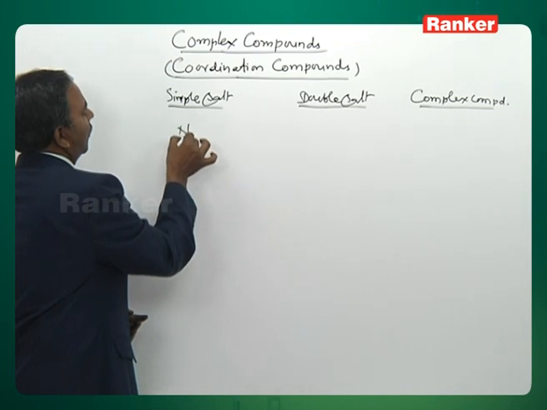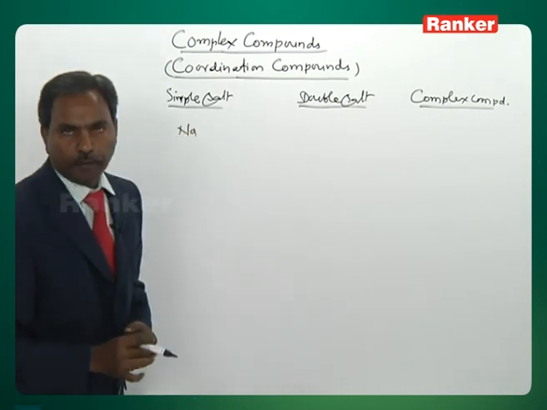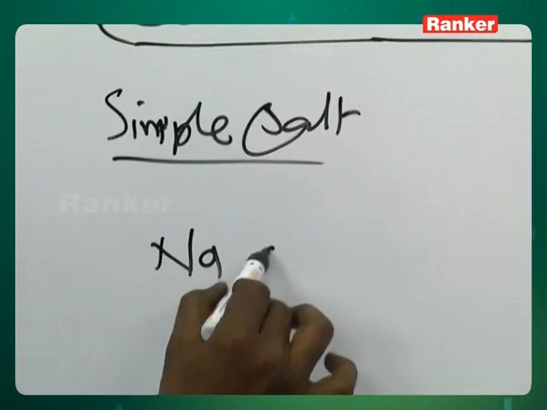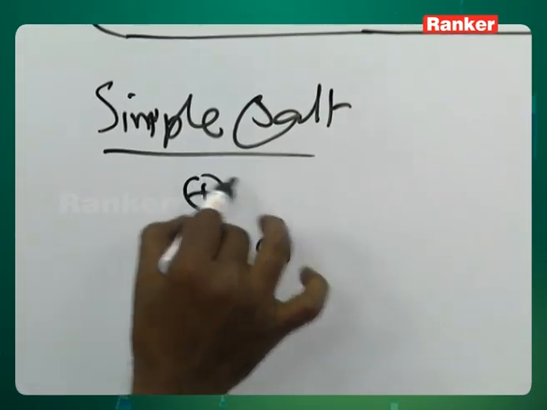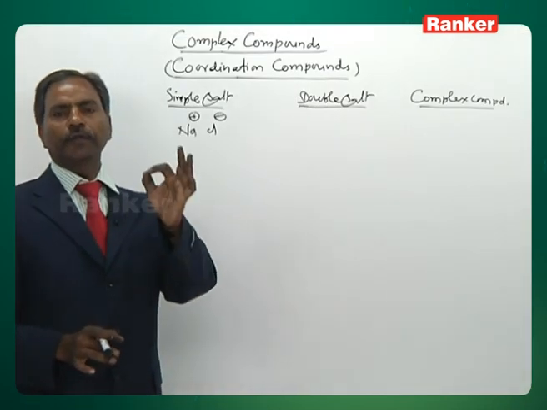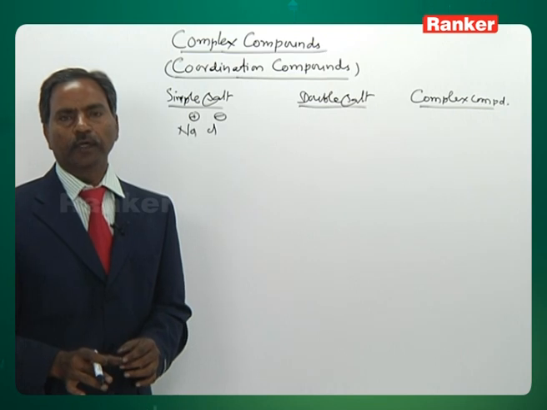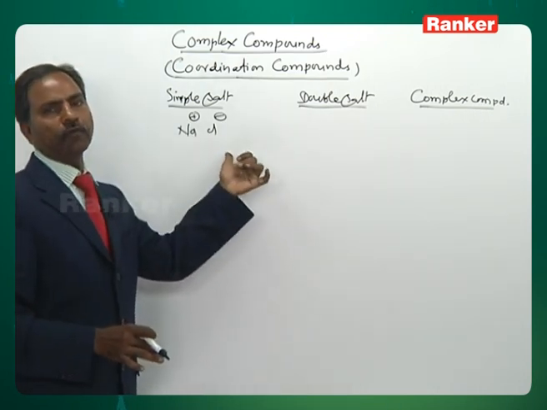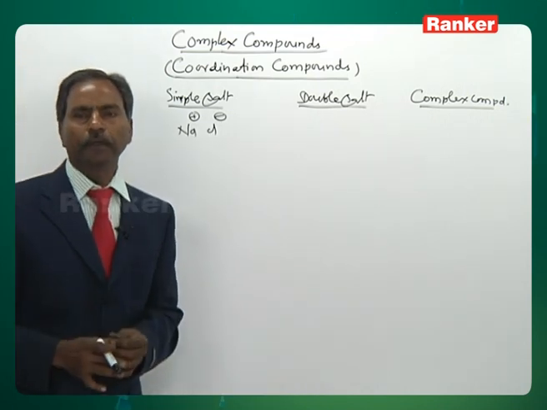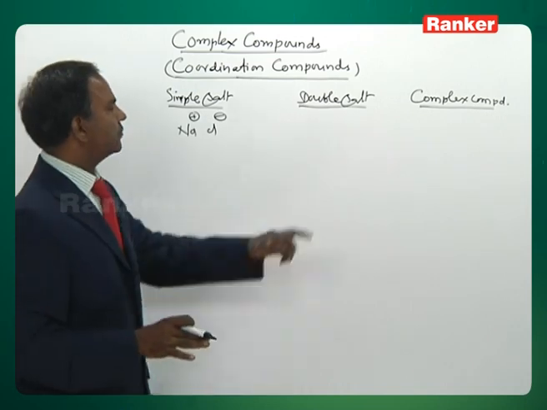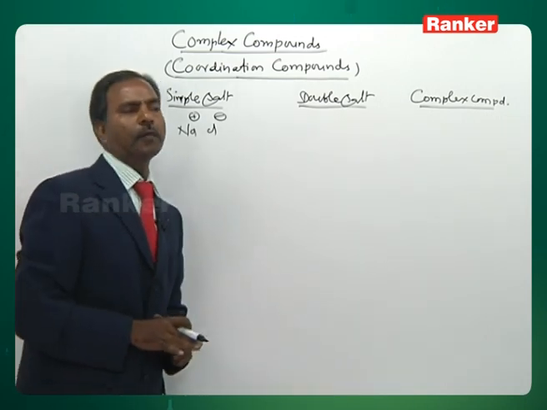A salt which is carrying a distinguished cation and distinguished anion is said to be a salt. What is simple one? It is carrying only one type of cation and one type of anion. That is very simple. Therefore, it can also be called a simple salt.